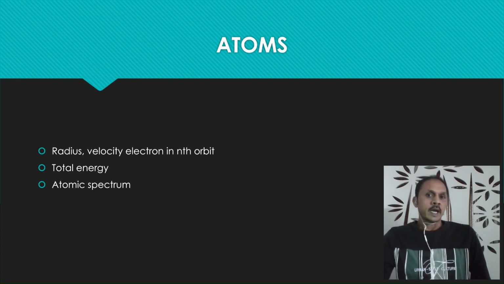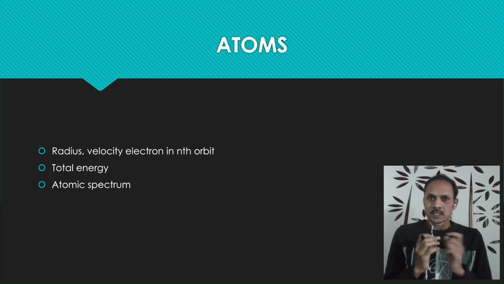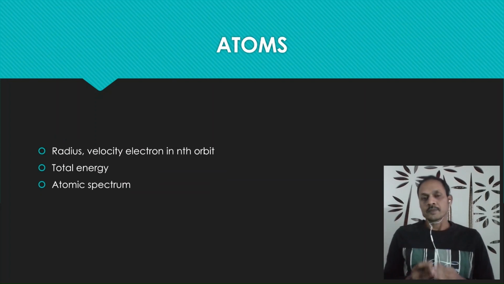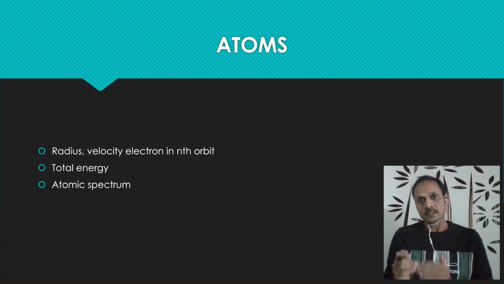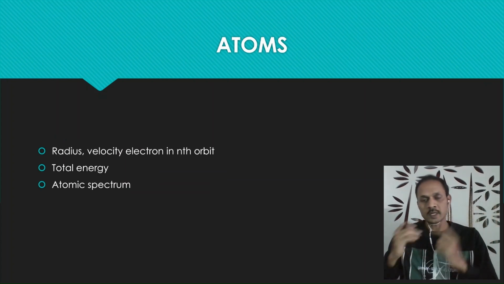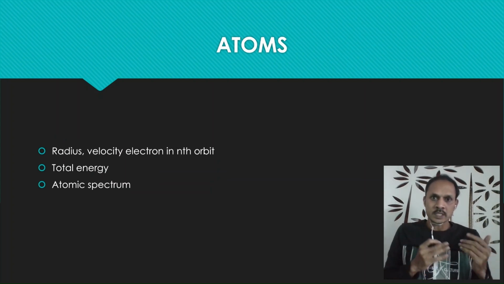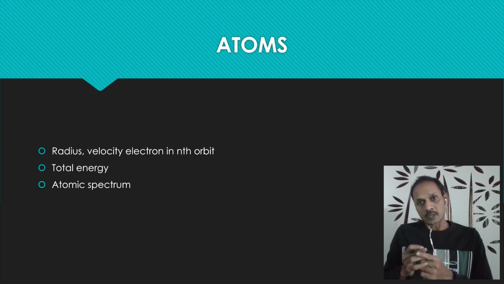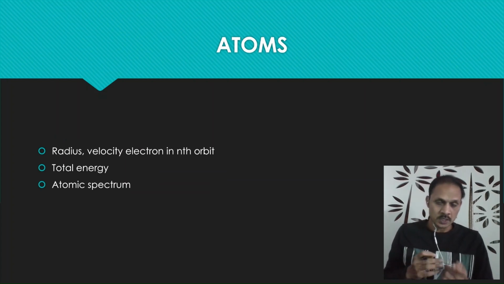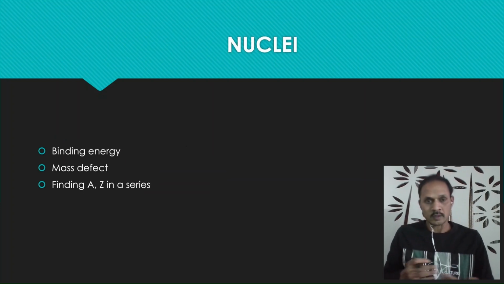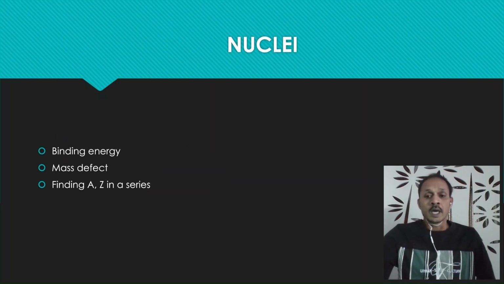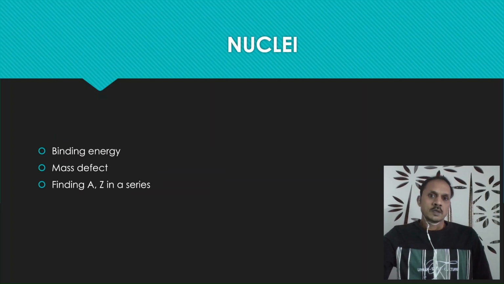Followed by atoms. In atoms, the most essential thing is spectra. Finding a wavelength or frequency of an emitted spectrum from transition from one orbit to another orbit. This is highly important. After that, you can go through questions related to radius in nth orbit, velocity in nth orbit, energy in nth orbit, potential, kinetic, ratio, all these things. Okay. Next, nuclei.